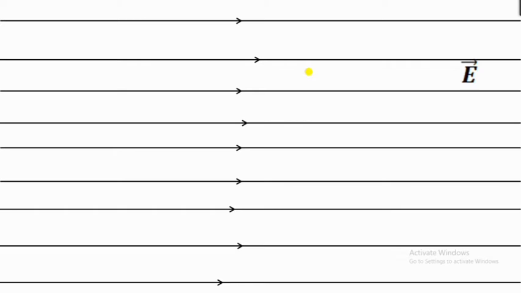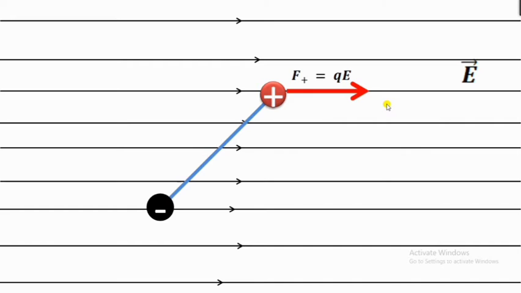Now this is uniform electric field going from left to right, and I'm keeping a dipole. When I keep a dipole out here, on this positive charge there will be a force due to this electric field, and the direction of the force is towards the direction of electric field, and the force will be given by F plus is equal to QE. Why QE? Because electric field is force per unit charge and force is electric field into charge.